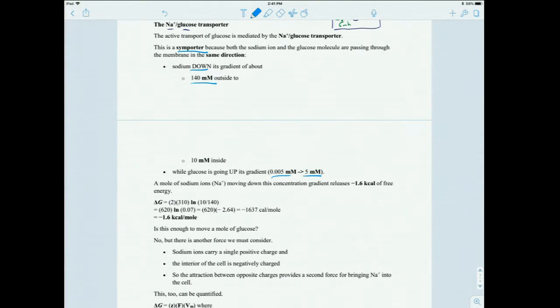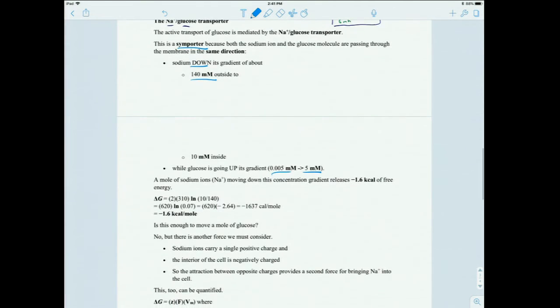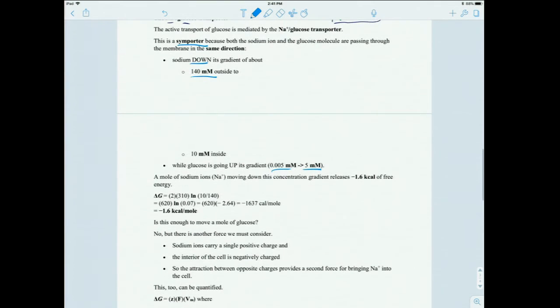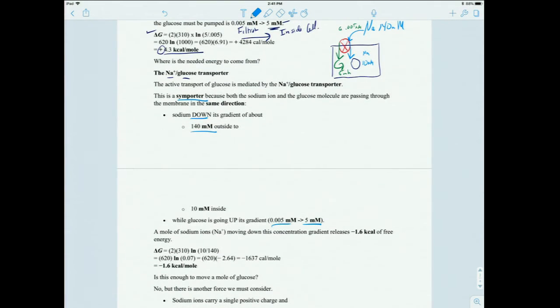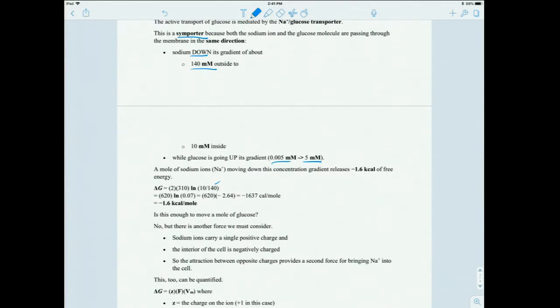So what we can do then is let's go ahead and punch in the numbers for sodium. Remember, I got 140 out, I got 10 in. I'm going to plug in, there's my 140, there's my 10, run my numbers, and I find out that when I allow sodium to go down the concentration gradient, how much energy will it be making available for that pump? And we find out that it is negative 1.6 kilocalories to do so.